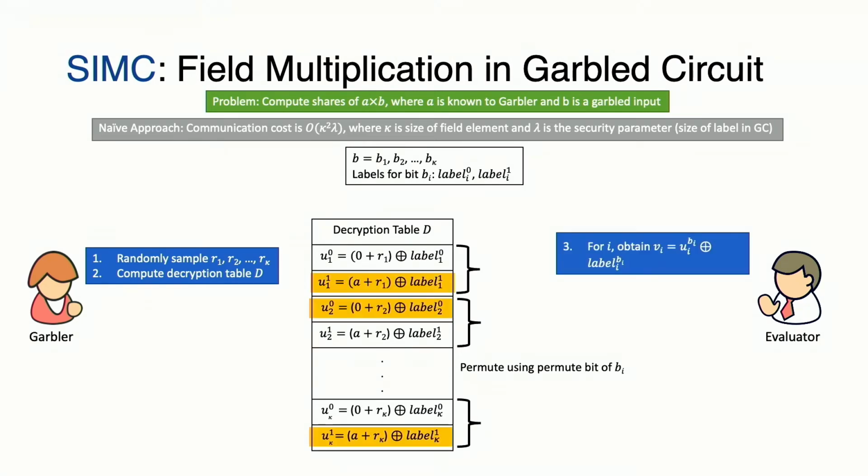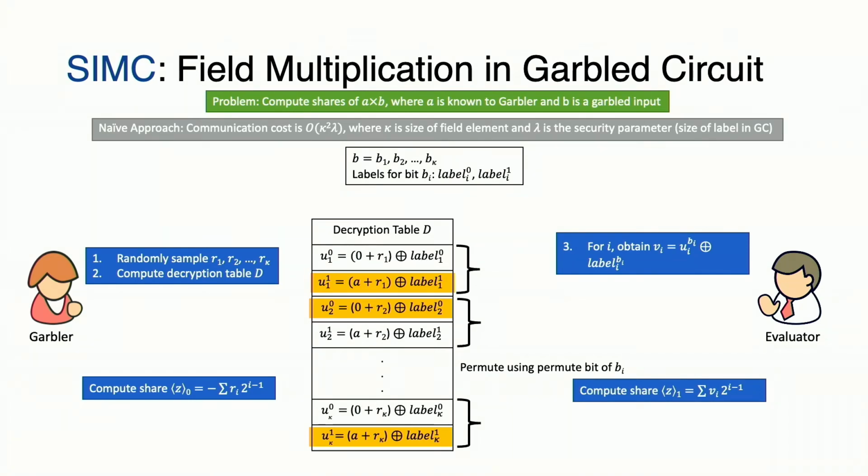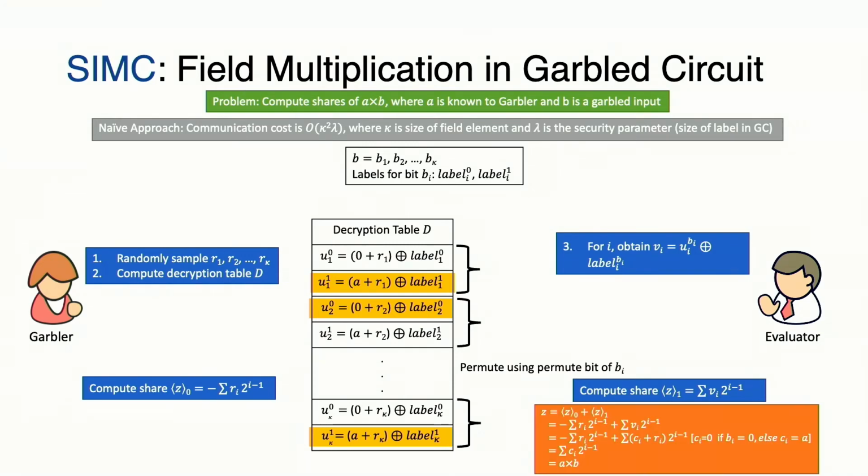It will permute these entries using the permute bit of the garbler that was there in the garbled circuit corresponding to bit Bi. Now, once the evaluator gets this decryption table, it will know the labels corresponding to the correct Bi's that it is currently at in the garbled circuit computation. Then it will identify the entries corresponding to those values in the decryption table. These are the ones highlighted in the figure. During that time, the garbler will generate its share corresponding to the output Z, in which it will multiply the random value Ri with its bit position, that is 2 raised to i minus 1. Similarly, the evaluator will do the same with its share of values Vi. And you can verify that Z is equal to A times B.